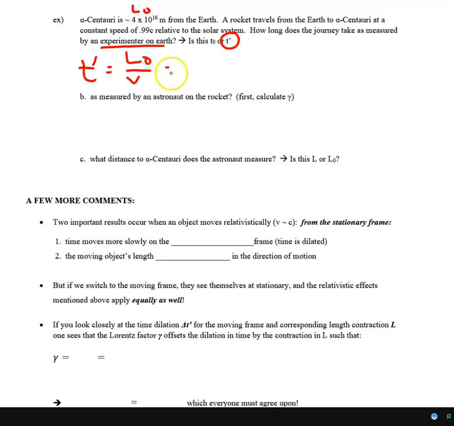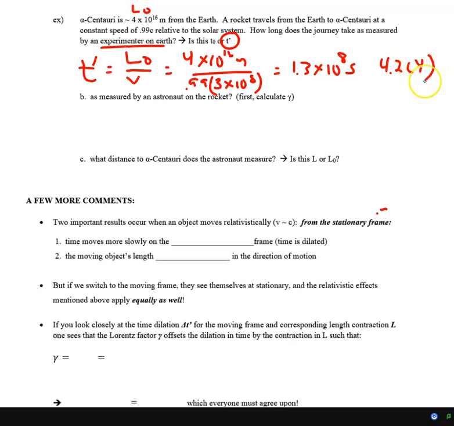So this is the 4 times 10 to the 16th meters, and for v we're going to put in 0.99 times 3 times 10 to the 8th, which is for all intents and purposes the speed of light, and we get 1.3 times 10 to the 8th seconds. You can translate that to light years, you don't have to, but that's the standard distance to Alpha Centauri. So from the Earth, it's going to take 1.3 times 10 to the 8th seconds to get to the star.